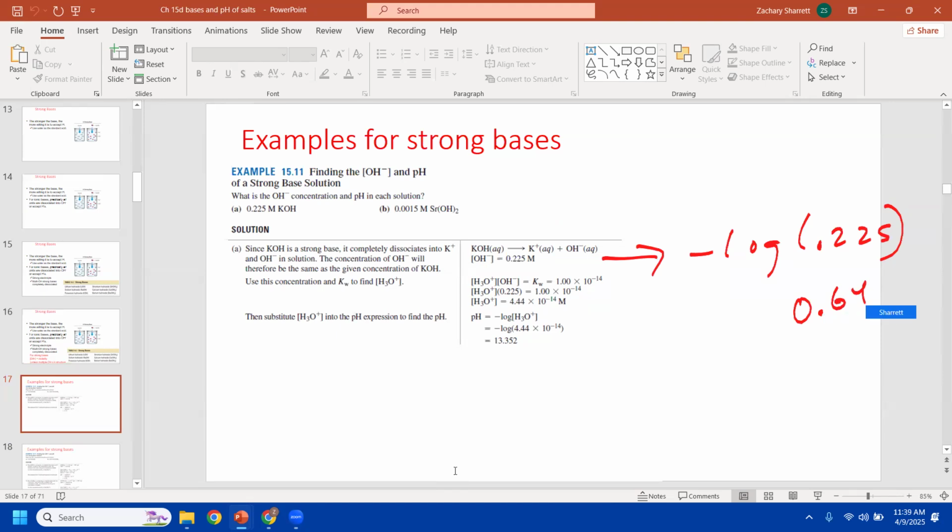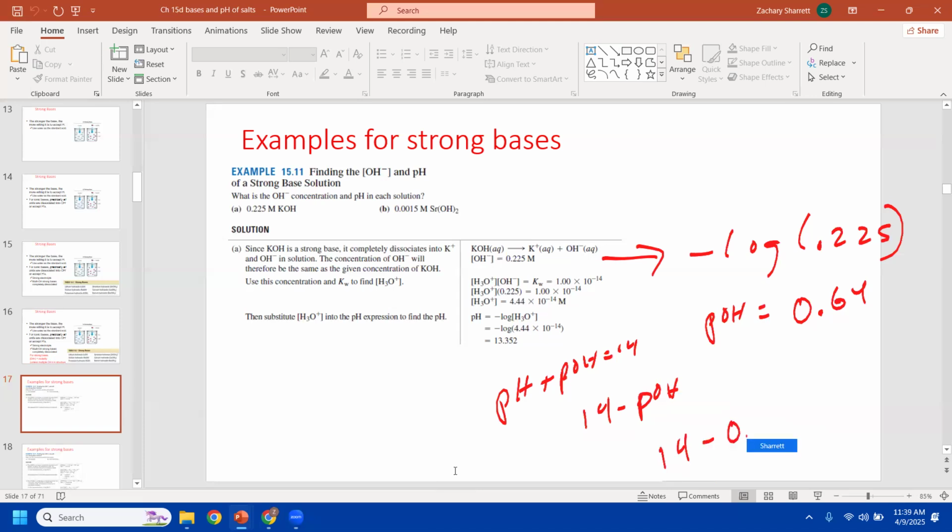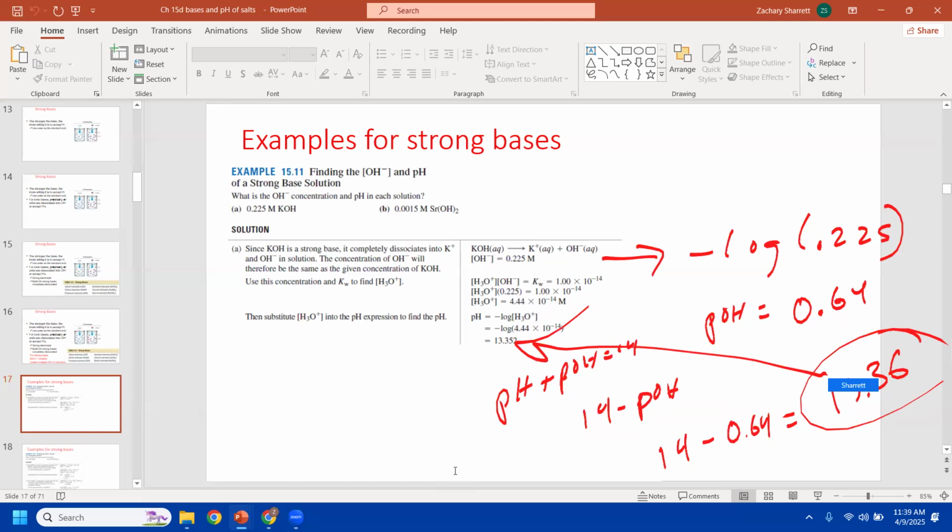0.64. And then pH plus pOH equals 14. So 14 minus, and this is the pOH, right? 14 minus pOH. So 14 minus 0.64 would give us 13.36. That's pretty close to the 13.352. Okay. So it'll give you pretty much the same answer. All right. Any questions on this?